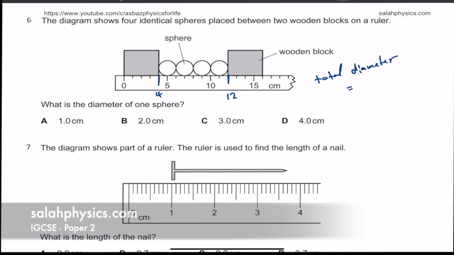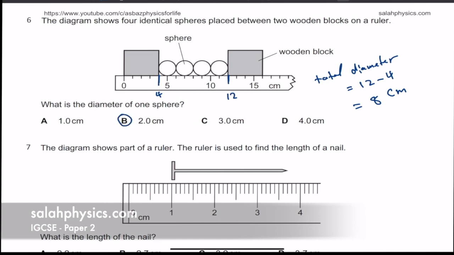So the total diameter for the 4 spheres is supposed to be 12 minus 4. And I'm going to use the same measuring unit in the question, which is 8 centimeter. This is for 4. So when I say divided by 4 to find out the diameter for one sphere, I'm going to give you 2. So the right answer is supposed to be B.